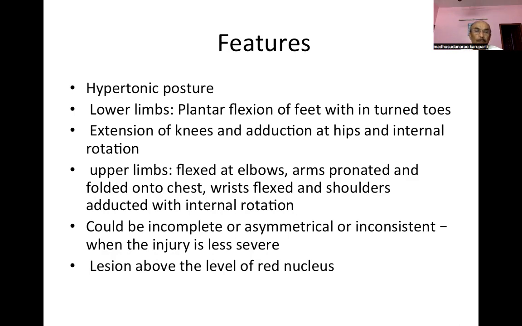Sometimes these postures could be incomplete, sometimes inconsistent, or they could be asymmetrical. They need not be symmetrical with bilateral involvement. When the injury is of less severity, it could be inconsistent or asymmetrical. In decorticate rigidity, the lesion is above the level of the red nucleus. So the level of the red nucleus is considered as a plane to divide these two types of postures.